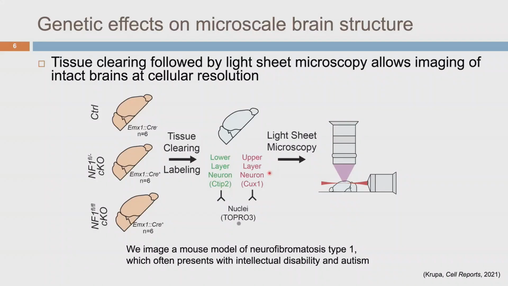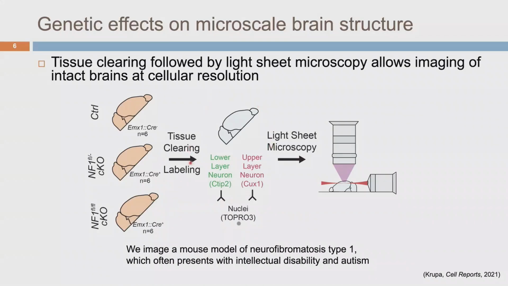We've used a mouse model that knocks out the NF1 gene specifically in progenitor cells of the developing cortex using an EMX1 Cre flox design. These mice then have both copies of their NF1 gene disrupted, only one copy of their NF1 gene disrupted, or no copies of their NF1 gene disrupted. We acquired 6 mice in each of the different groups.